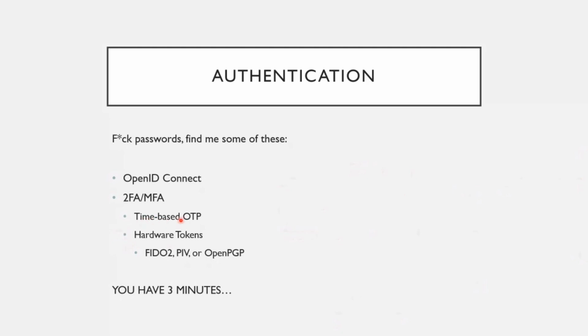We saw time-based OTP. That's where you have an app on your phone usually that has a timer, and it changes the code based on time. So that's a different code every few seconds. Again, I'll have resources for how that works at the end. And the idea is that the service you want to log into asks you for your username and password or whatever, and then you also need to type in this one-time password.